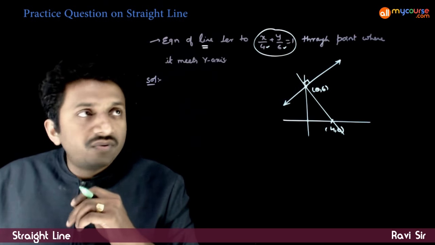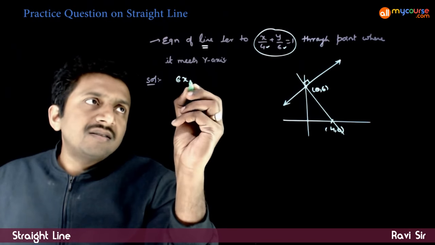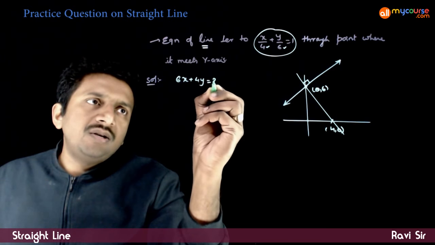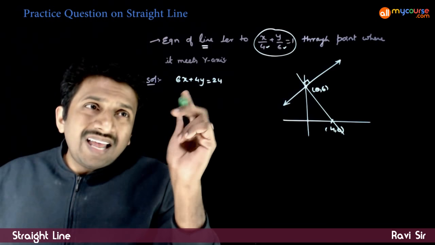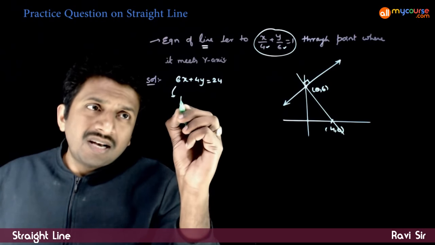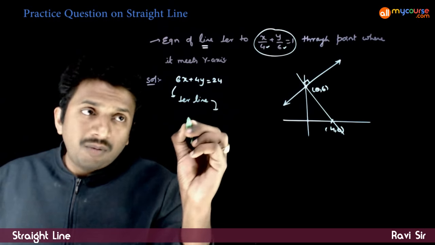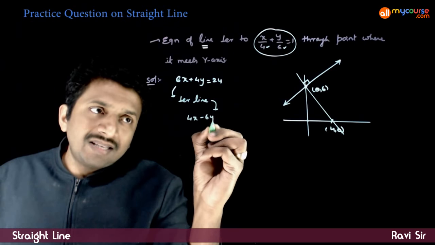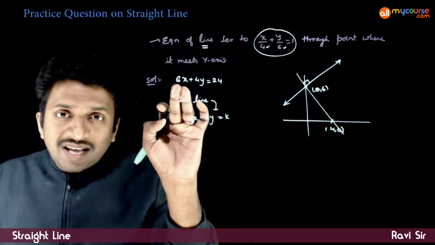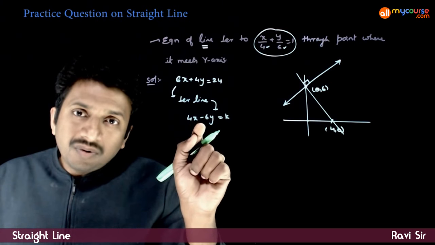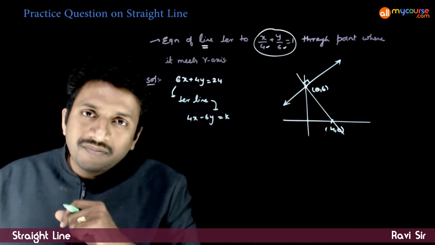Again, a very straightforward question. First, let me convert this into the general form. So 6x plus 4y is equal to 24. This is the original line. Now any line perpendicular to this line is of the form 4x minus 6y is equal to some constant. You have to interchange the x and y coefficients and introduce an extra minus. 4x minus 6y is equal to constant.